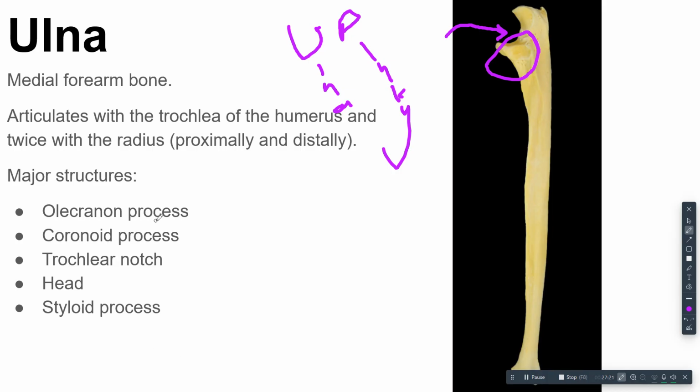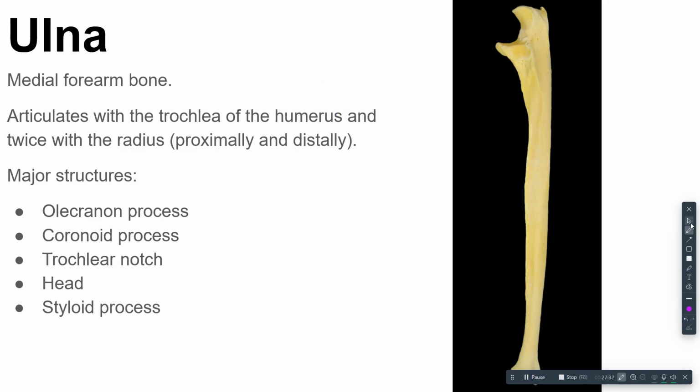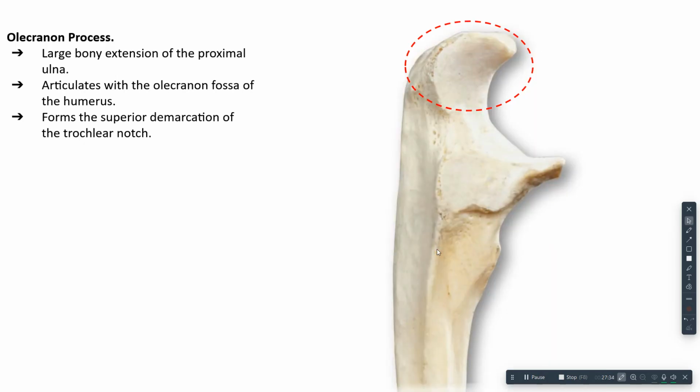We're going to see a trio of processes, a notch, and a head. So we've seen processes, notches, and heads in other places. That's good. So let's start by zooming in on the proximal epiphysis. This sticky up part here is the olecranon process. The word olecranon means elbow.